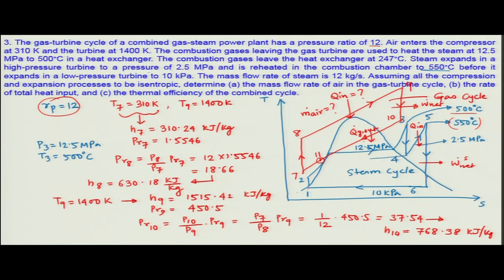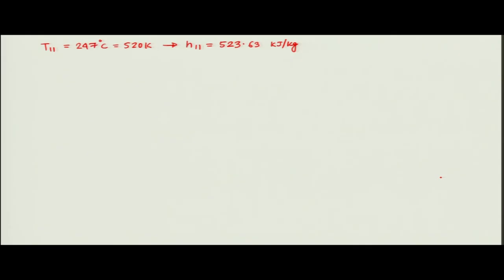Next is point 6, you can find the dryness fraction of point 6 by equating S5 equal to S6, and then you can find the enthalpy of point 6. So by this process you can find the enthalpies of all these individual points. Since we have done this type of problem several times, I will not go step by step again. I will give you the end results, the enthalpies of all these points.